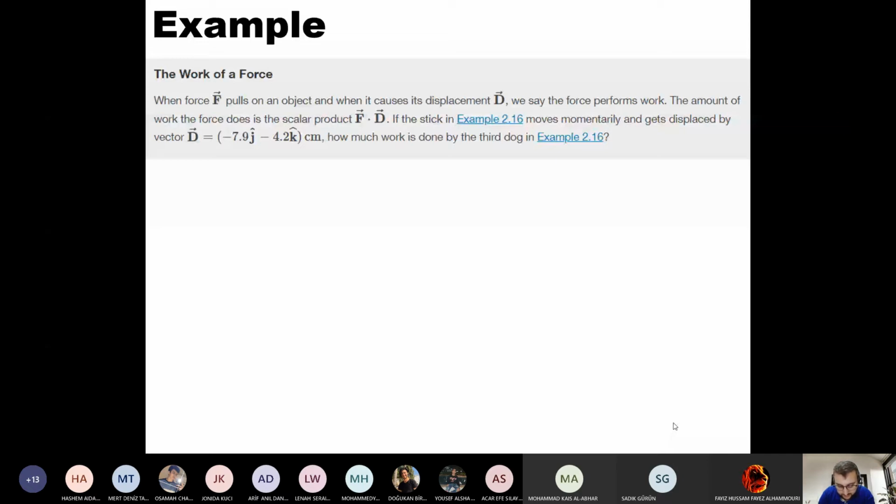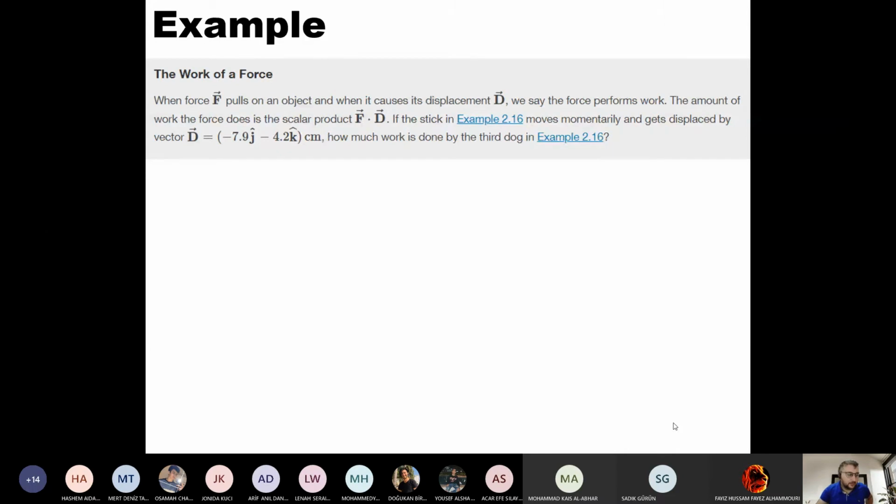So this is the next example. How can you solve it? This is the work of force. This example is also very important, and in the next chapters we will study the force, Newton's law. But here we will see how you can make these calculations.